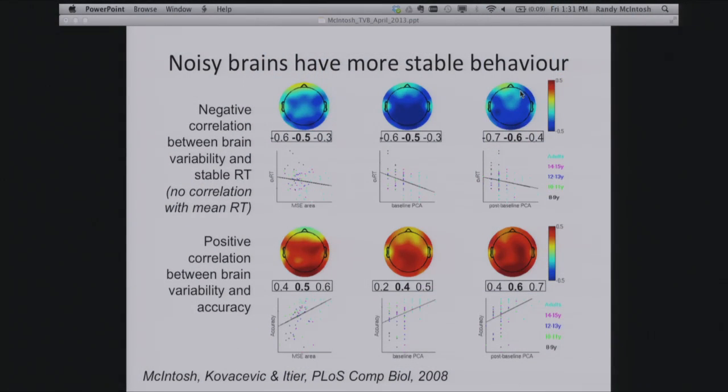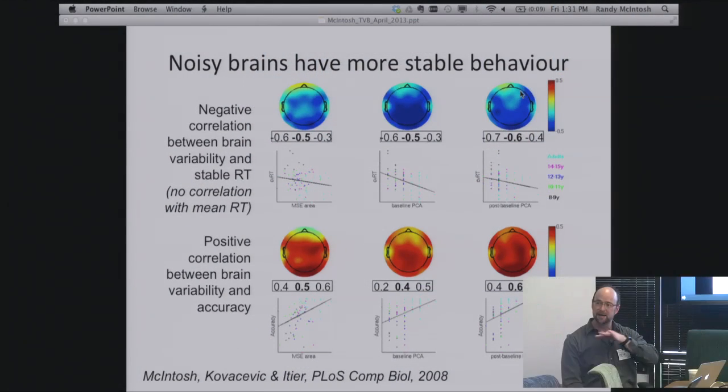And so the two performance measures were the variability of reaction time and the accuracy of performance in the task. There's no correlation of these measures with mean reaction time. There's a negative correlation to the variance of reaction time, so the more noise, the more stable reaction time is. And also there's a positive correlation with accuracy, so the more noise you have, the more accurate you are in doing this task.